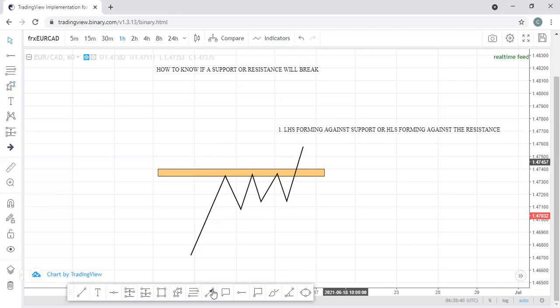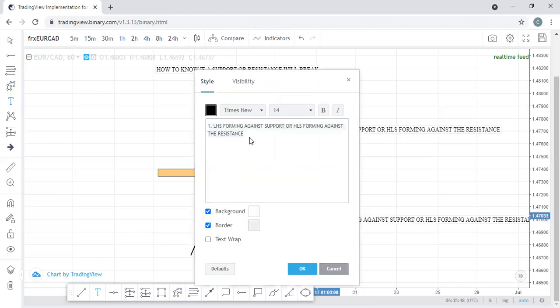Now, another way you can know if it's going to break is not based on structure. The second method you can use to know this, number two, is the candlestick pattern.